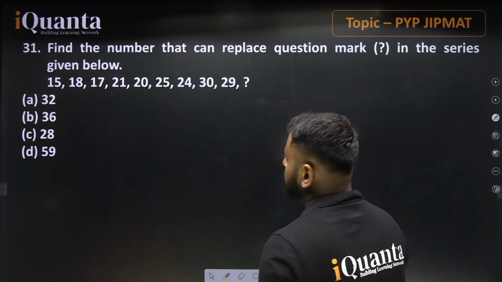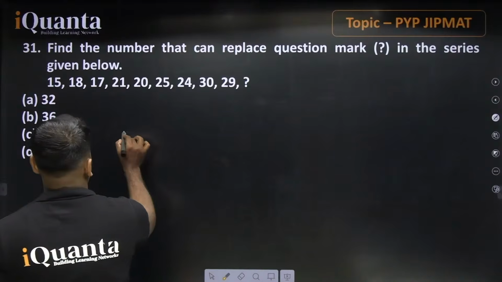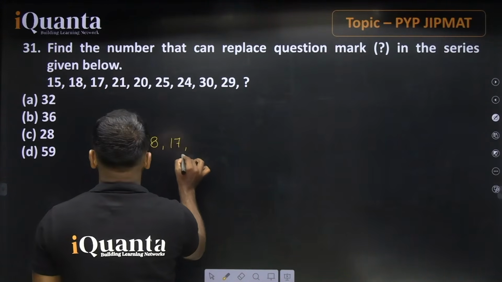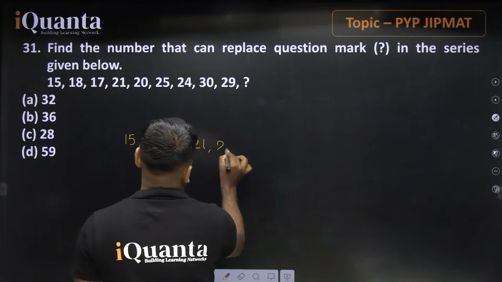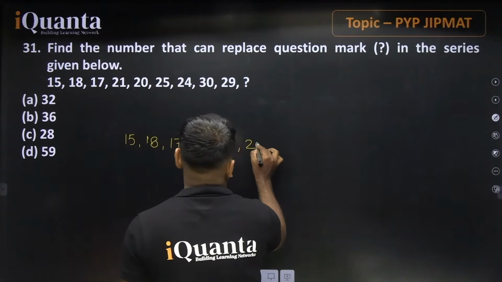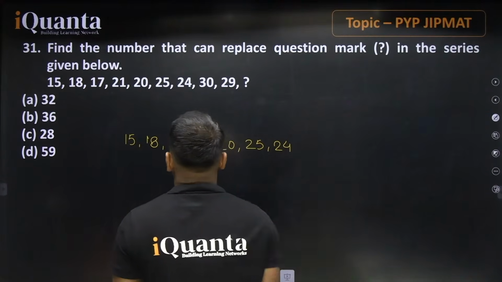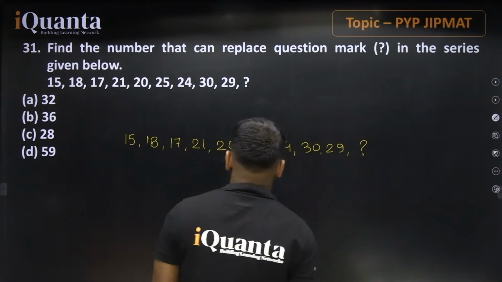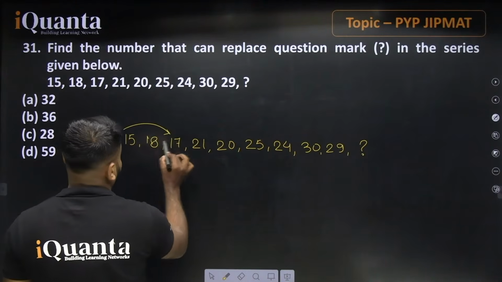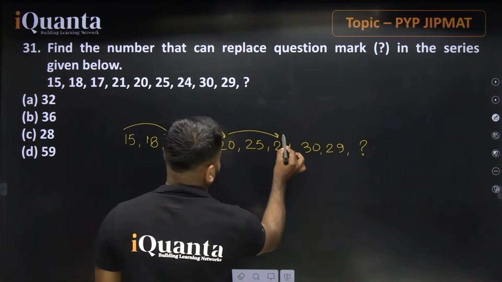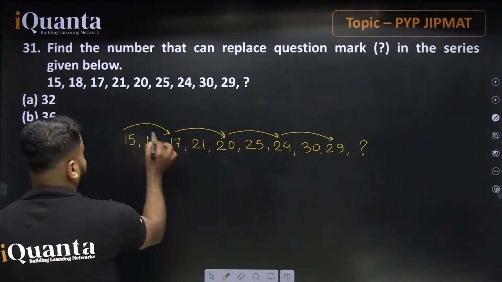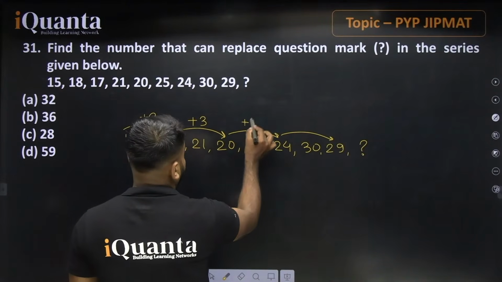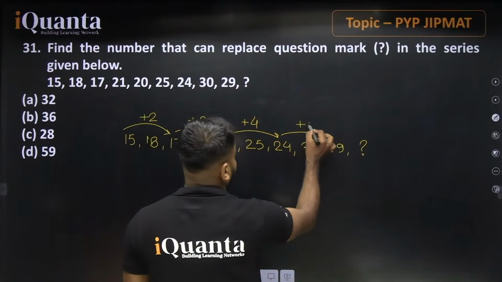Now let's talk about this portion. Here we have 15, and next we have 18, and next we have 17, and next we have 21, next we have 20, next we have 25, and next we have 24, next we have 30, next we have 29, and this is the missing value. Beta, just start from here, alternate numbers, just check it out. If we are going with the alternate numbers, how will it work out? 15 plus 2, 17, 17 plus 3, 20, 20 plus 4, 24, 24 plus 5, 29.